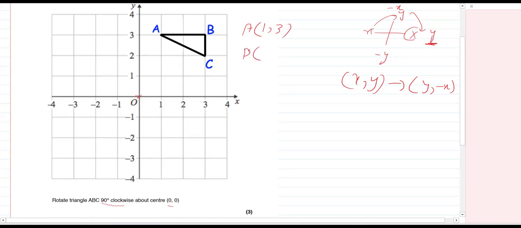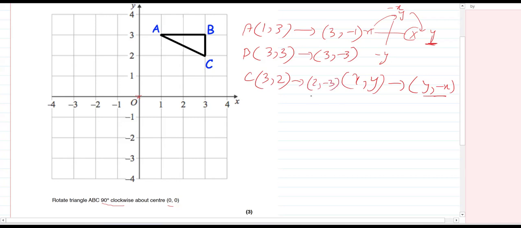What are the coordinates of B? From this, 3, 3. Now, what are the coordinates of C? 3, 2. So let's do them. Swap them, because according to this rule, you have to swap and change the sign of this one. Swap them and change the sign of this one. Swap them and change the sign of this.